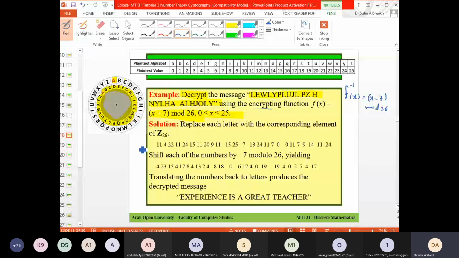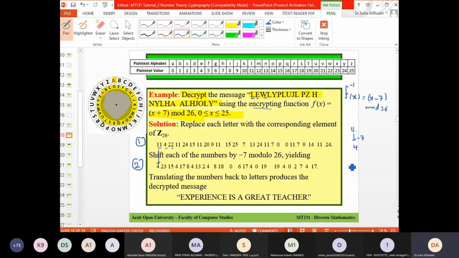So the same thing. First step, I'm going to change each letter that I have into a number using the table. L is 11, E is 4, W is 22, and so on. Easy thing, right? A table in front of me, I turned the letters into numbers. Step number 2, I will subtract 7 now. So let's go through them one by one. The 11, if I remove 7 from it, if I do -7, it will go to 4. So the 11 will go to 4.